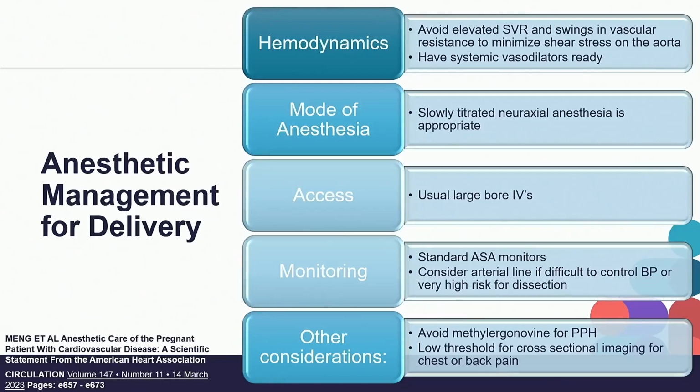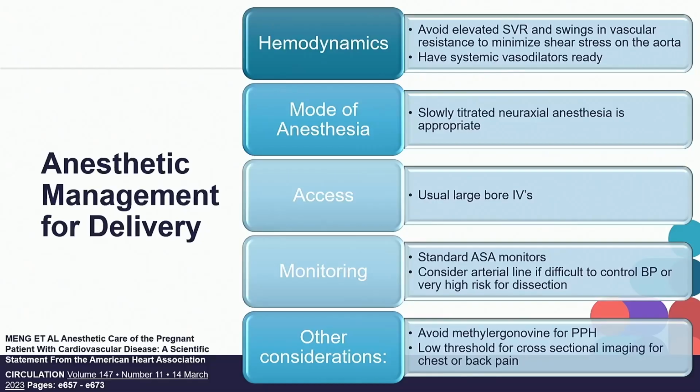As far as monitoring, I think standard monitors are usually pretty adequate. You can consider an arterial line if their blood pressure is difficult to control and you want a closer look at it, or they're at a very high risk for dissection. And again, you want to avoid methylergonovine if possible for postpartum hemorrhage.